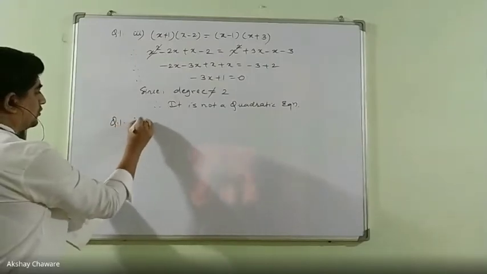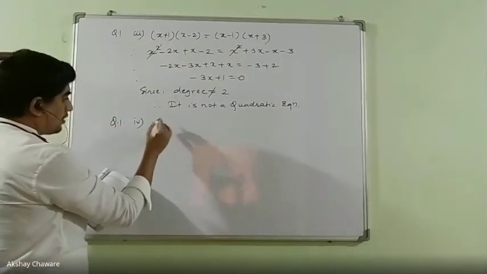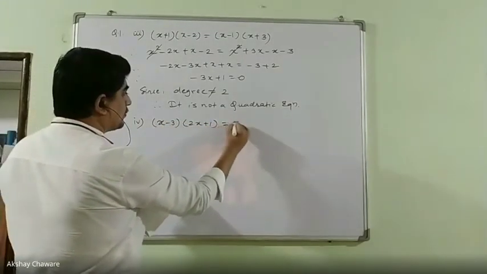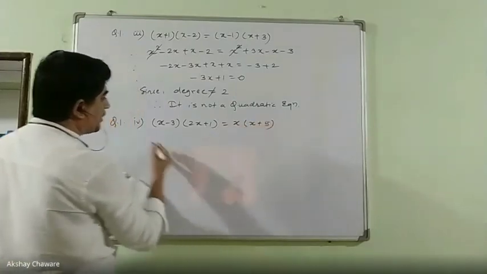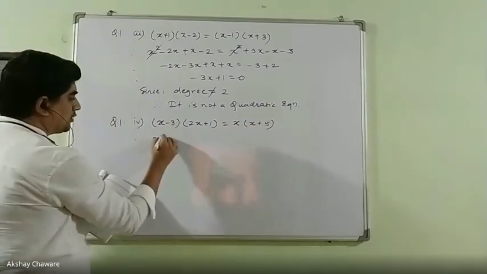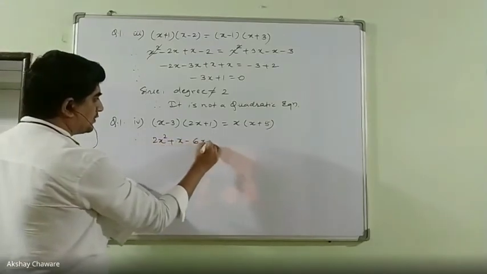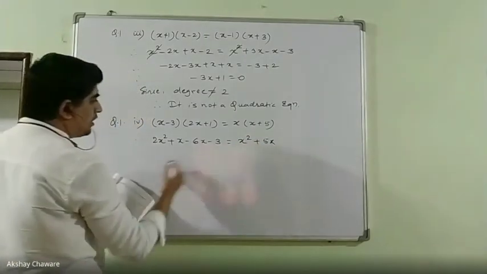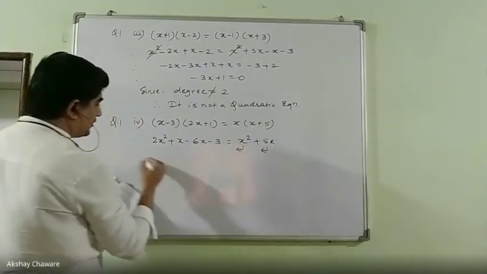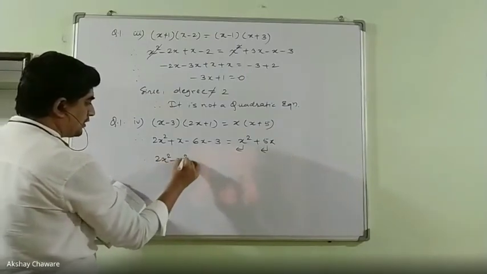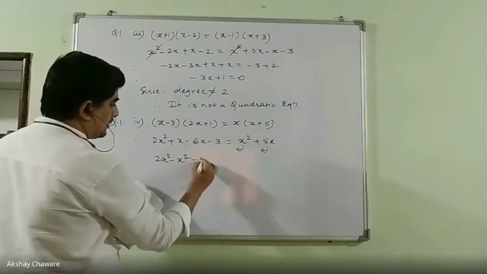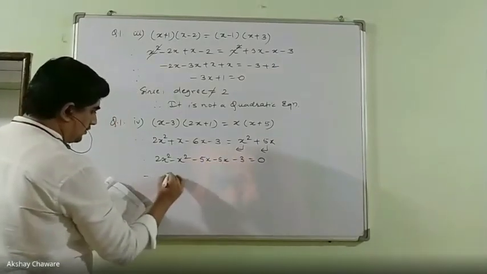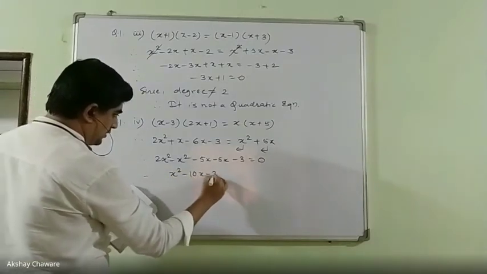Question number 1, 4. x minus 3 into 2x plus 1 equals x into x plus 5. So x into 2x is 2x square plus x minus 6x minus 3. x into x is x square plus 5x. Let's shift these two terms to the LHS. So 2x square minus x square, like terms, then minus 5x, minus 5x, minus 3 equals 0. So x square minus 10x minus 3 equals 0.